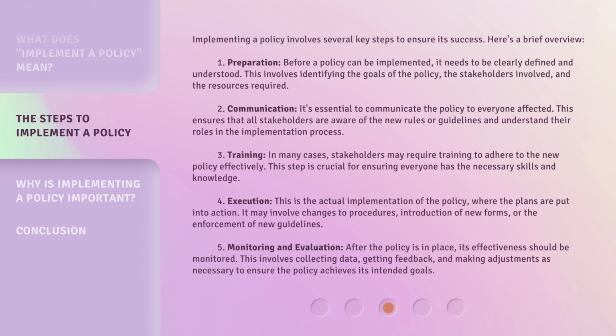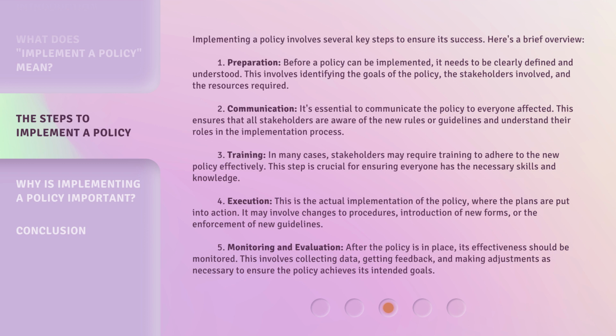2. Communication. It's essential to communicate the policy to everyone affected. This ensures that all stakeholders are aware of the new rules or guidelines and understand their roles in the implementation process. 3. Training. In many cases, stakeholders may require training to adhere to the new policy effectively. This step is crucial for ensuring everyone has the necessary skills and knowledge.